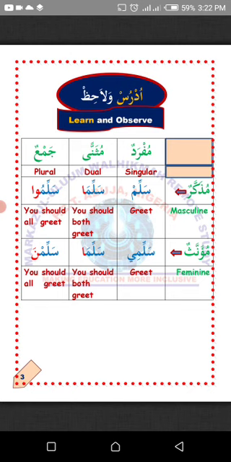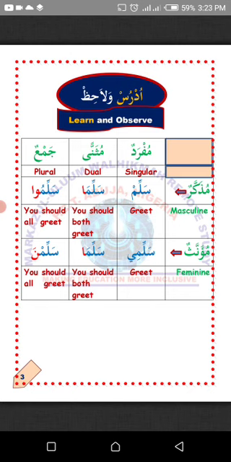Udurus, learn. Walahis, and observe at the same time. Mufradun, singular. Muthanna, dual. Jamu, plural. Mufrad, singular. This is a word in Arabic that means only one. Muthanna, dual. This is a word in Arabic that means only two. Jamu, plural. This is a word in Arabic that means more than two. Plurality in Arabic starts from three upward, unlike English where it starts from two upward.